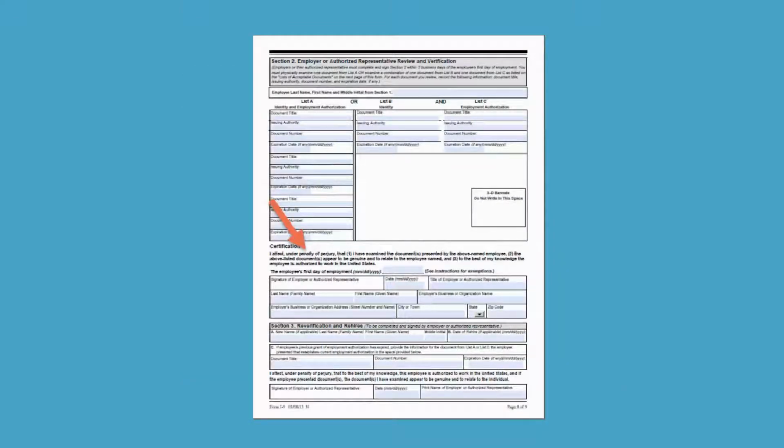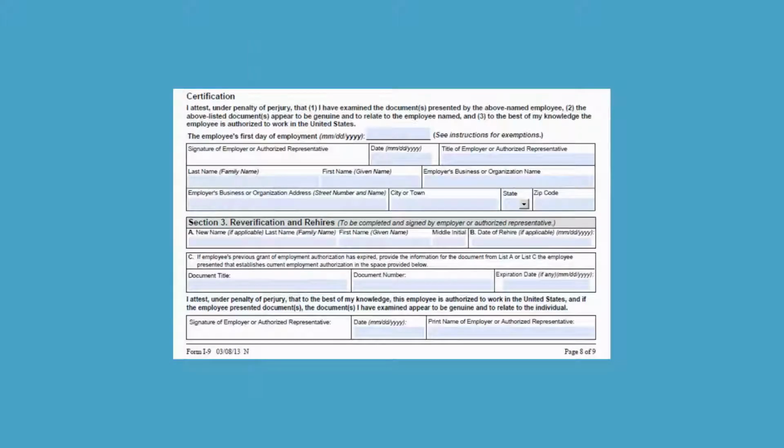Under the certification section, the employer fills in the employee's first day of work, and again it needs to be in the month, day, year format. They would sign the document, put the date in that the employer completed Section 2, their title, their last name, and then their first name, the employer's business name, the business address, the state, and the zip code.